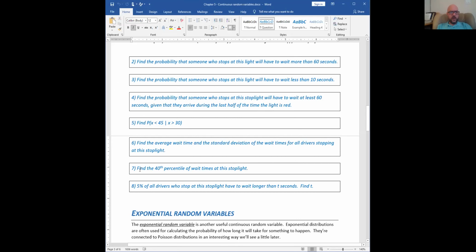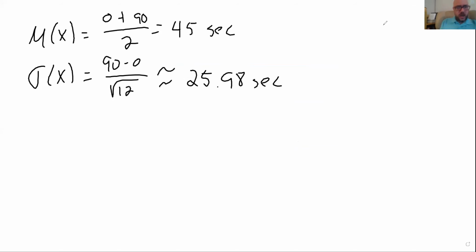All right. Find the 40th percentile of wait times at the stoplight. Now we don't have a formula for that. We're gonna have to think our way through this one. So I want the 40th percentile. I really asked this question to remind you what percentiles are. So let's look at what they mean.